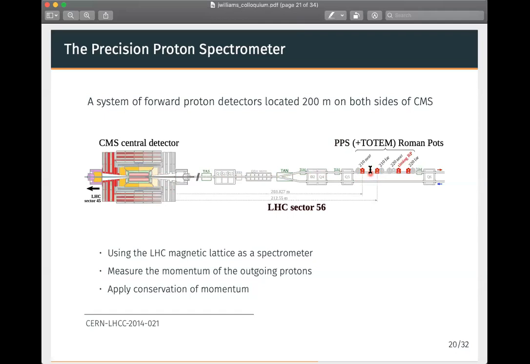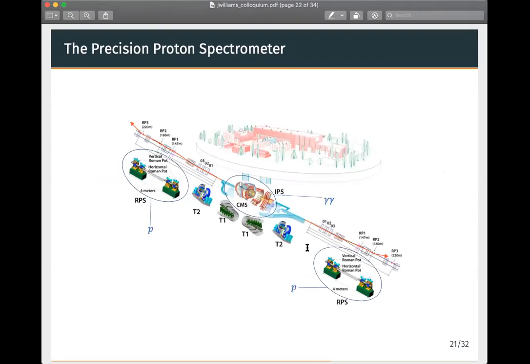Then based on their horizontal displacement from the beamline, we can infer how much momentum was transferred during their interaction inside of CMS. So later we'll see that by measuring the momentum of these protons, we get a very powerful tool for analysis. But I will talk more about that in a few slides. So just to reiterate, we have these four final state particles, right? We're measuring these two photons inside of the CMS detector, and then the two protons are measured on either side of CMS in these forward detectors called PPS.